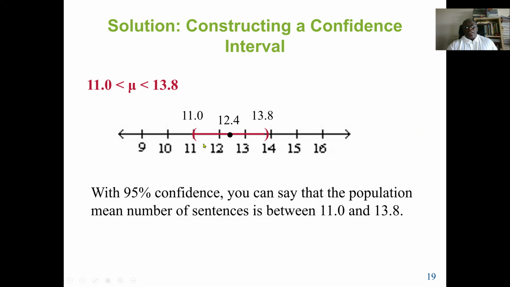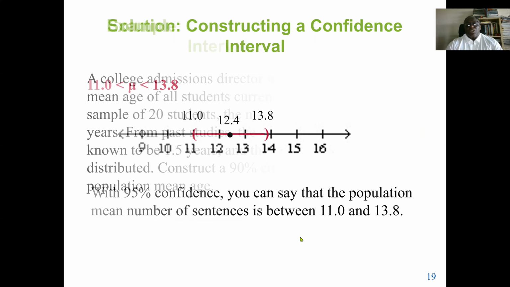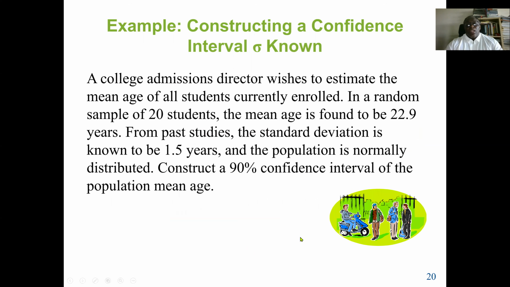And we can see the diagram here again, 11.0 to 13.8. And for this question, we are 95% confident that you can say that the population mean number of sentences is between 11.0 to 13.8. Now let's try another example.